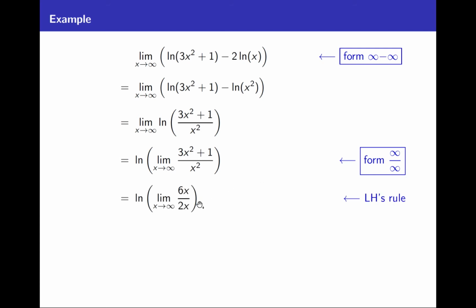So applying L'Hopital's rule gives us the limit as x goes to infinity of, on top, derivative of 3x squared plus 1, that's 6x. On the bottom, derivative of 2x. So we get that. And here the x's cancel. So we just get ln of 6 halves, or simply ln of 3. So there's our answer. The limit as x goes to infinity of ln of 3x squared plus 1 minus 2 ln of x equals ln of 3.